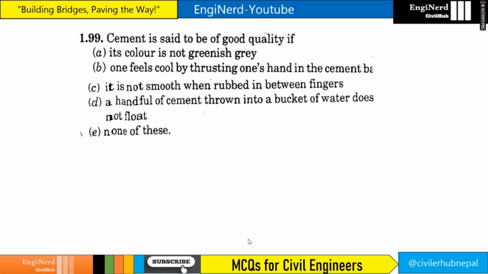This is the question from the exam. Cement is said to be of good quality if its color is not greenish gray. This is wrong. This is right. It is not smooth when rubbed in fingers. This is wrong, because it needs to be smooth, right? A handful of cement thrown into a bucket of water does not float. It should float for some time if you consider the book of R.K. Rajput, but if you consider the previous two book references, then the answer is quite debatable. So I think the answer should be B, but our book has given the answer as option E. This one is the answer.